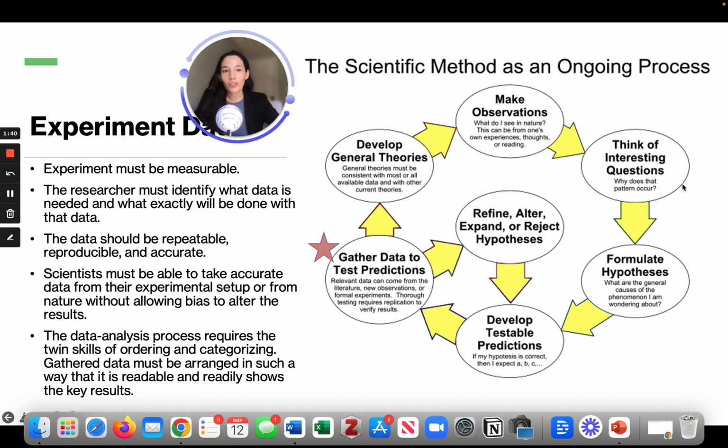We make observations, think about interesting questions, formulate hypotheses, develop testable predictions, gather data to test those predictions, and this is really what we are focusing on in this slide. Relevant data can come from the literature, new observations, or formal experiments, though testing requires replication to verify results. After we do tests, we may refine, alter, expand, or reject hypotheses, and then we loop back around. So it's kind of an ongoing process for the scientific method.